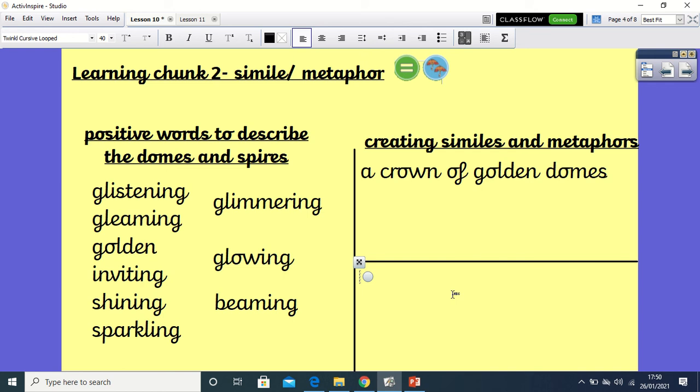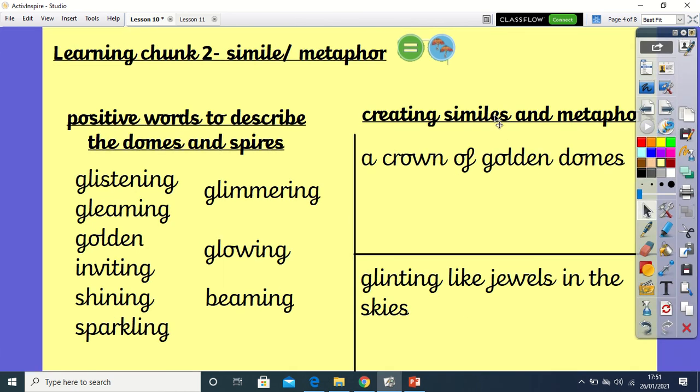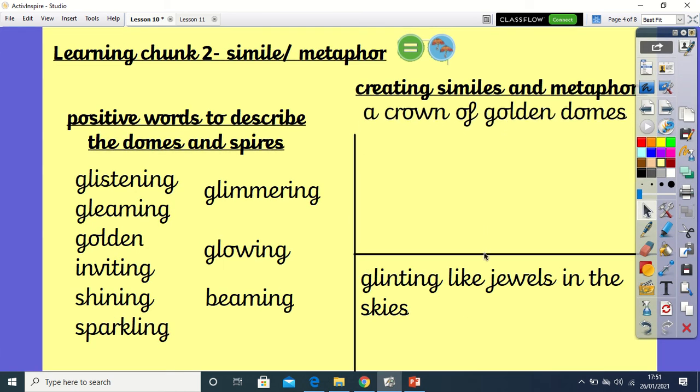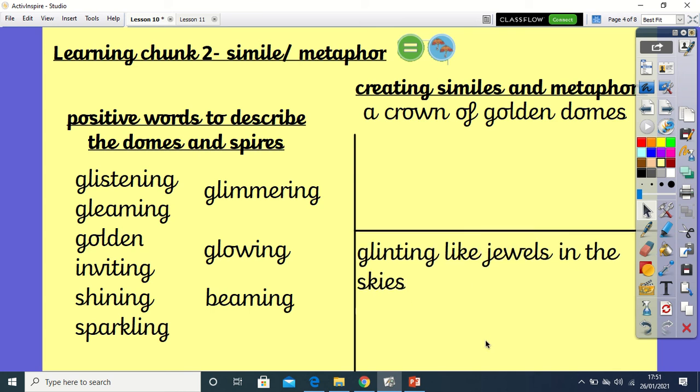So you might see something like a crown of golden domes and gleaming spires, glinting like jewels in the skies. So you can see the difference there. I'm saying that I've got a crown of golden domes. We know it's not an actual crown, but that's the comparison we're making. And then we're saying what they are shining or glinting or glistening like. And I've chosen like jewels in the skies there. But you could choose all sorts of things. You might suggest that they're like enchanted stars. Okay, you might suggest that they're like a cluster of diamonds maybe.